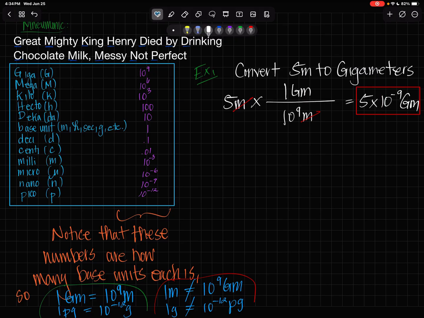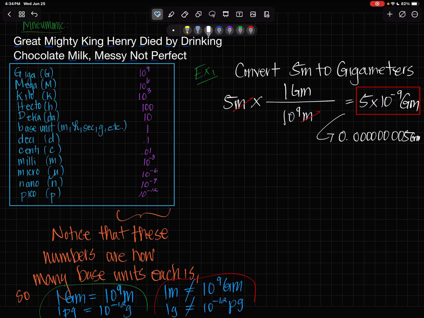If you don't understand the scientific notation, then this is saying 0.000000005 gigameters. That's what that number is right there.